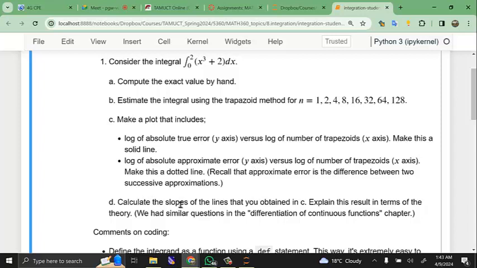Then it says calculate the slopes of the lines you obtained in C. You've got two different lines, and you want to explain this result in terms of the theory. Remember in the differentiation of continuous functions chapter, you did get slopes. For forward difference, the slope was 1. For backward difference, also slope 1. And for center difference, the slope was 2.